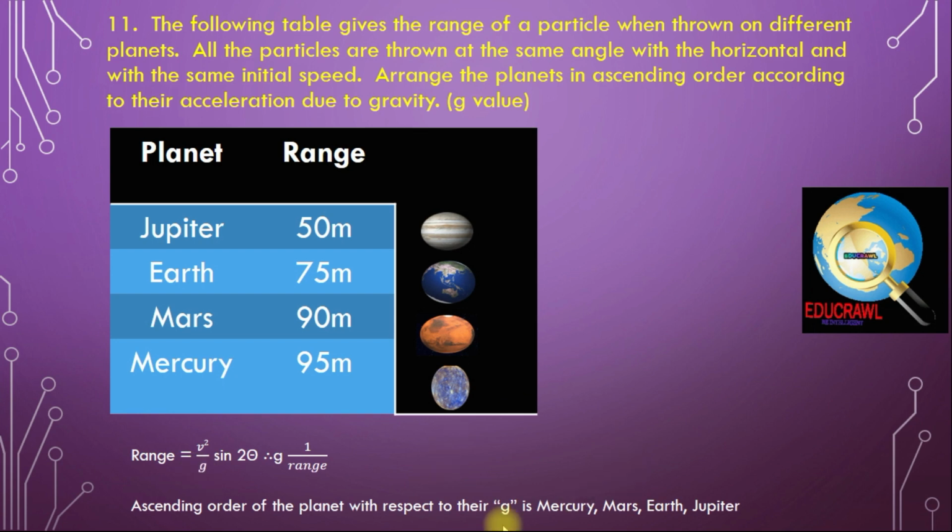So what will be the ascending order? The planet with the maximum range is Mercury. So for Mercury, the acceleration due to gravity, G value, will be the least. Ascending order means, as everyone knows, from small to big. So Mercury will be the smallest. Then Mars with 90 meter, then Earth with 75 meter, and the last one is Jupiter with 50 meter. Again a very simple problem.